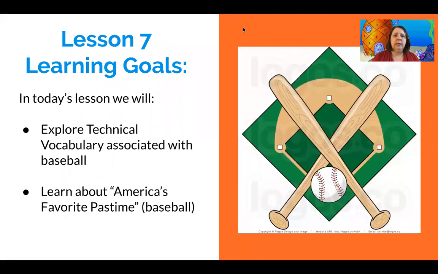So what are we going to learn today? Well, we're going to explore technical vocabulary associated with baseball, because if we didn't spend some time doing that and you just read chapter 3, it would be kind of confusing, because if you don't have a baseball background, it's going to make comprehension really hard. Just like I don't have a medical background. If I was to pick up a book about brain surgery, I would have a hard time understanding that because I don't have that in my background knowledge.